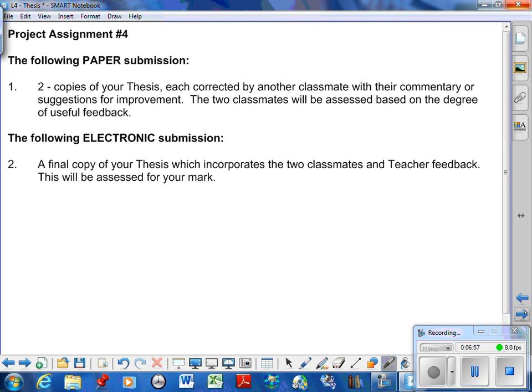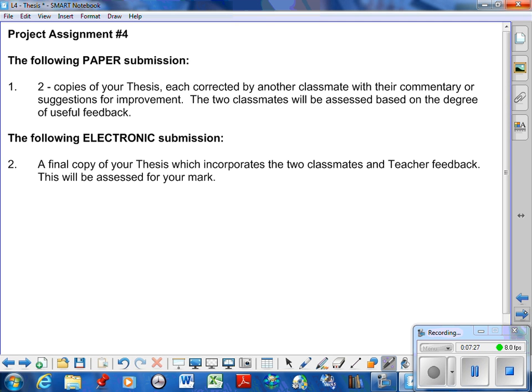So here's phase 4. Following is a paper submission. So I want this handed in on paper. I want 2 copies of your thesis, each corrected by another classmate. So you're going to print off 2 copies of your thesis. You're going to give 2 copies to people in the class, and they are going to provide commentary or suggestions for improvement. The classmates will be assessed on their feedback.